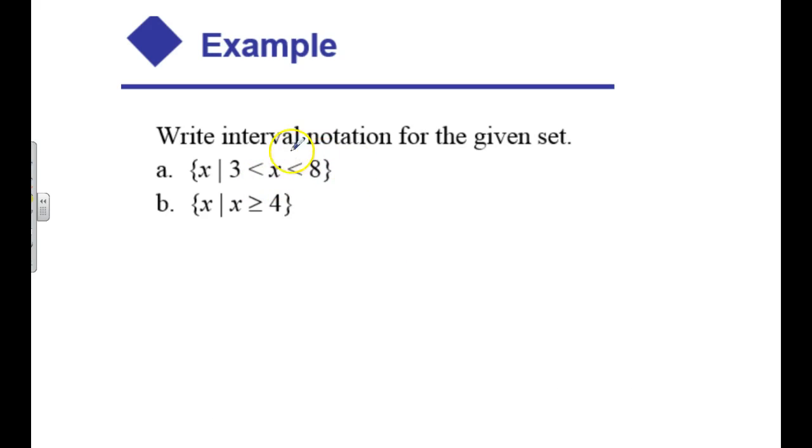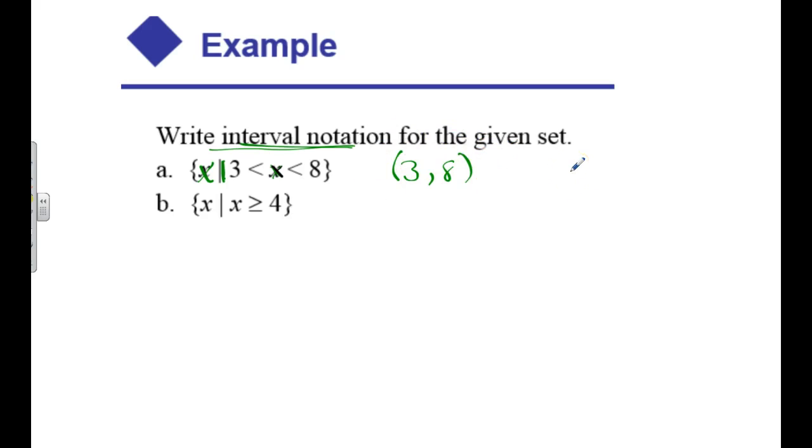So here I want to write this in interval notation. They're giving this to me. I'll read this: x such that all the values of x are between 3 and 8. To write this in interval notation, I want all the values between 3 and 8, and I can't include 3 and I can't include 8. This kind of looks like a point, like I'm going to plot an x and a y value, but it's not an x and a y.